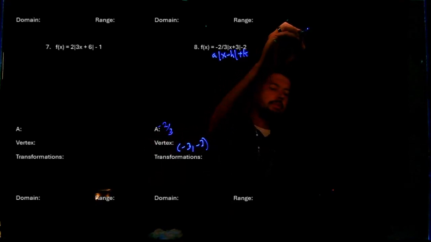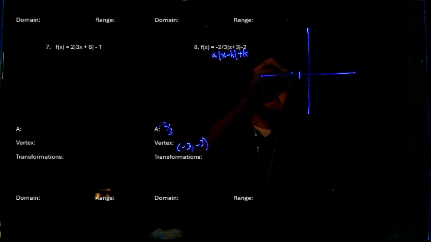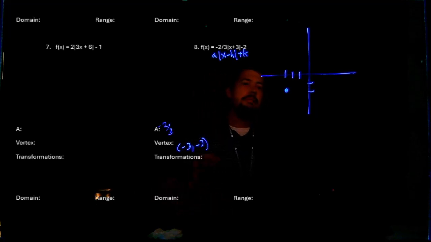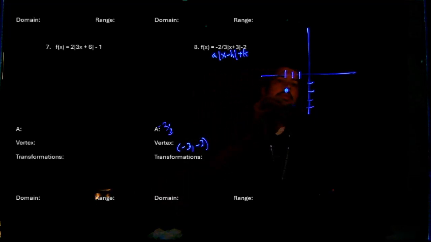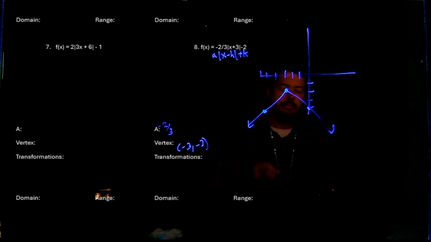I'm going to go ahead and start graphing this thing. Back 3, down 2. I'm also going to go ahead and kick in slope. The slope is negative 2/3. I am going to fall 2 and run 3. Fall 2 and run 3. Now I got a pretty wide V here. Remember, it's absolute value with a V.